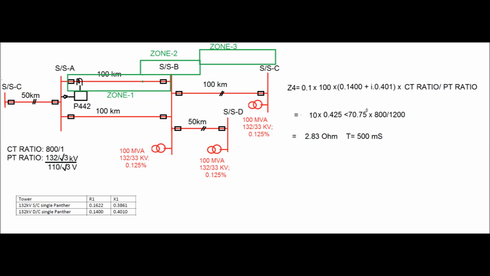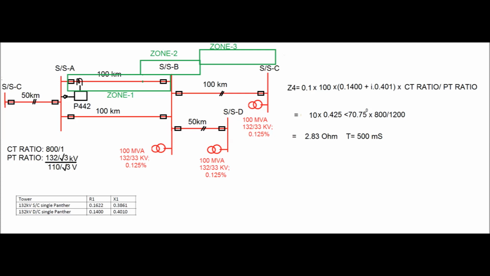2.83 ohm. Now the time should be set as 500 to 600 millisecond. Zone 4 setting is given to cover the fault at the main bus end, that is if the remote end bus fails to cover the fault at substation A end, then only the zone 4 relay operates.